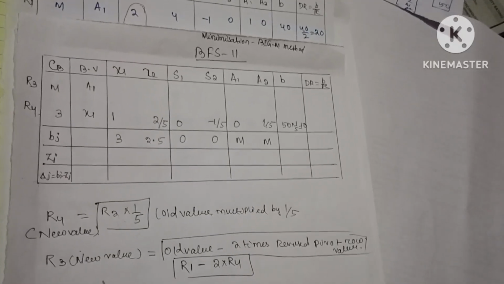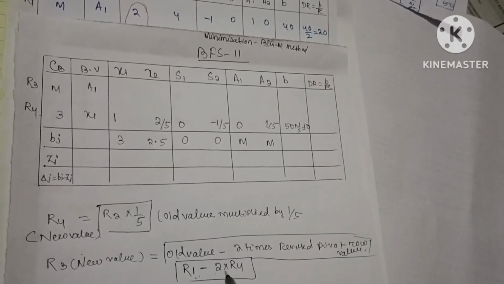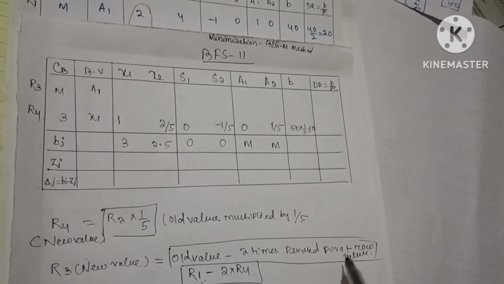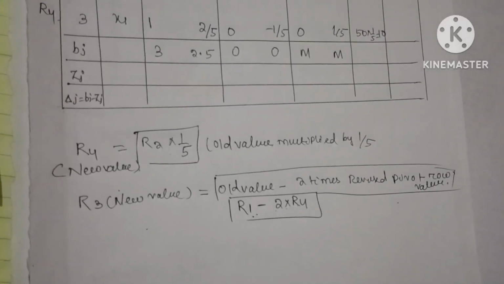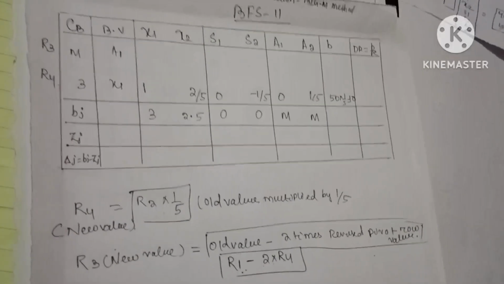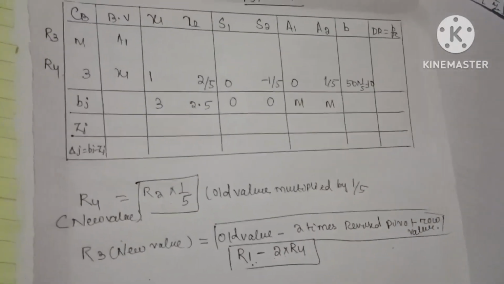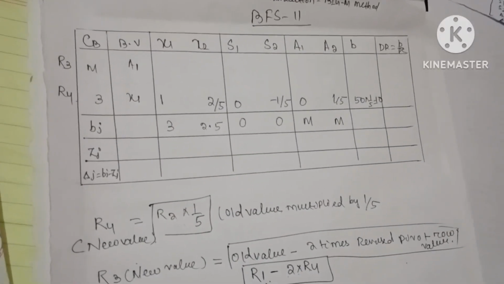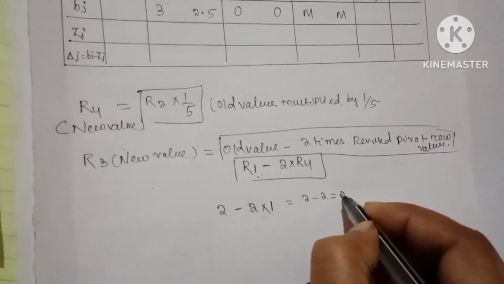To calculate the values of row 3, the formula is R1 minus 2 multiplied by R4, that means old value minus 2 times revised pivot row value. So let's calculate it. The old value, that means R1, here is 2. So 2 minus 2 into 1, this equals 2 minus 2 equals 0.